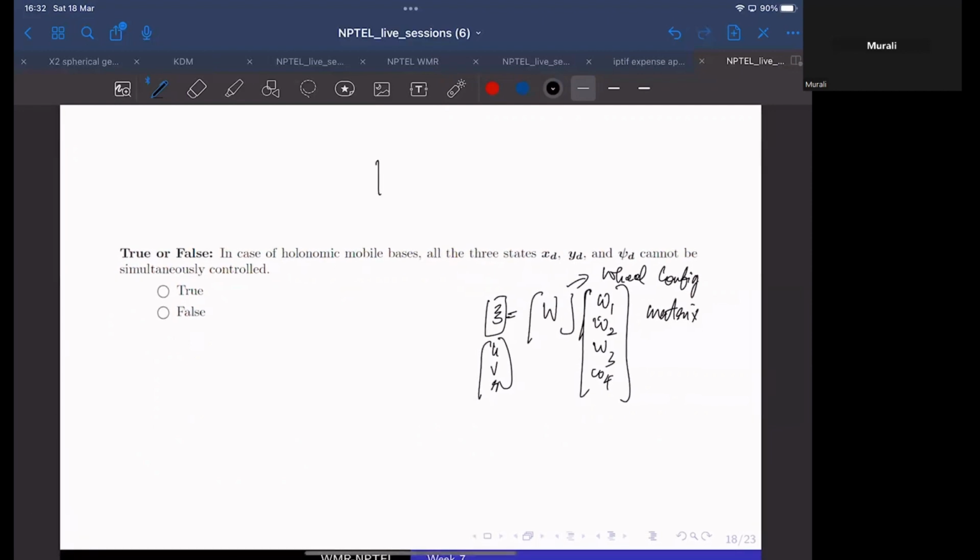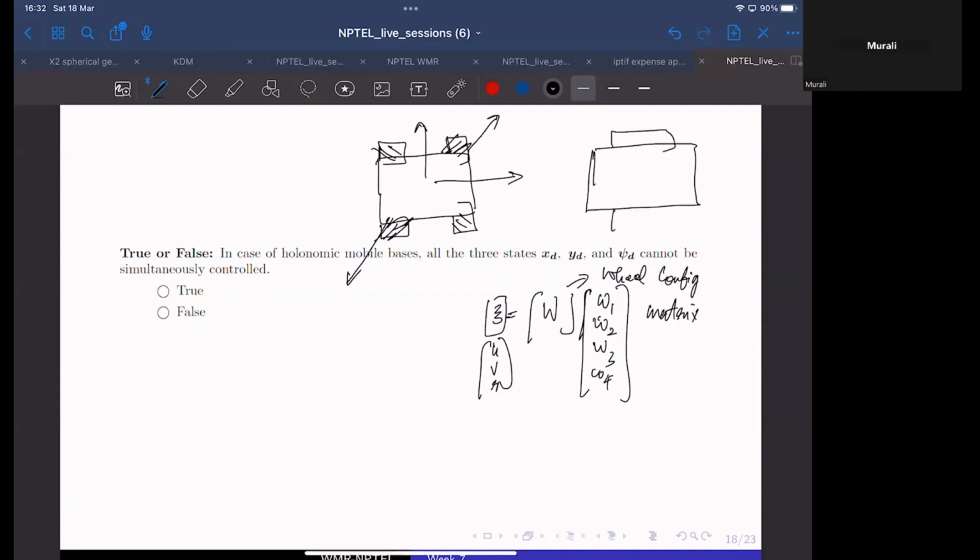Like in the case of a mecanum wheel drive, we have seen that the robot can move in any direction. It can move in the lateral direction, in the longitudinal direction, and about its own axis. It can even move diagonally. Whatever the trajectory, it can move in all three coordinates, x, y, and psi. But in the case of a non-holonomic robot, such as a differential drive robot or a car-like robot, it cannot simultaneously move in all directions.